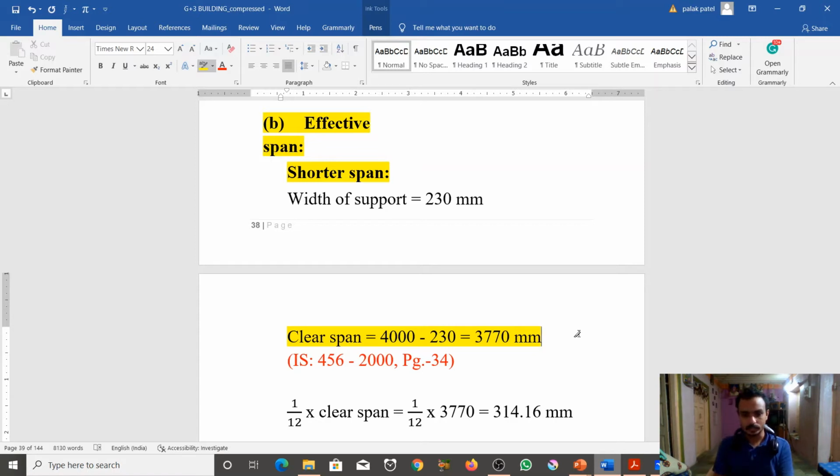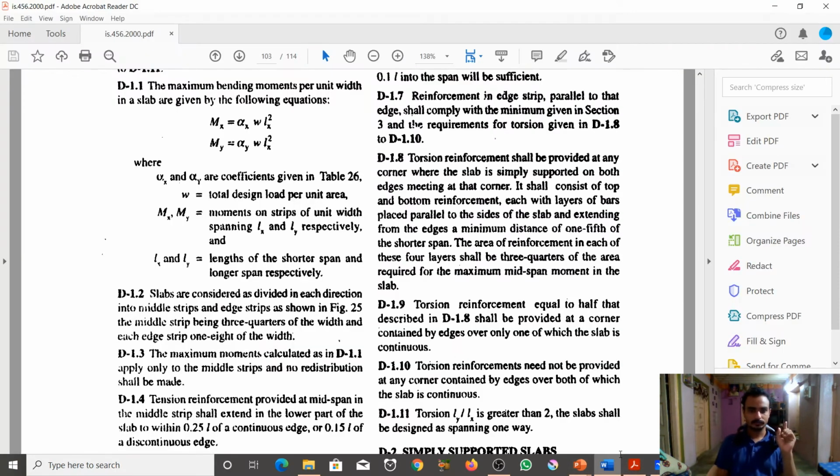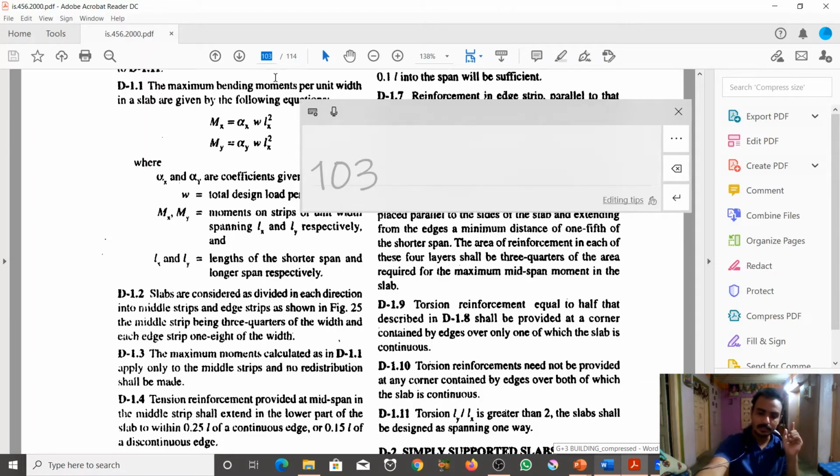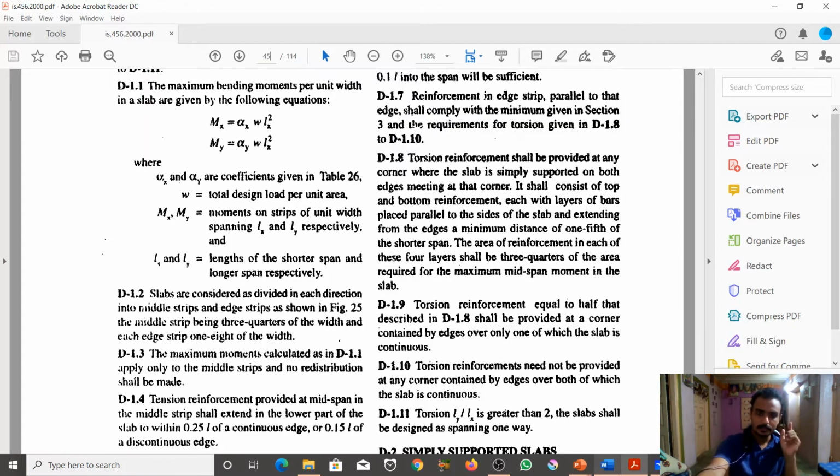Now this is a continuous slab, so we have to follow IS 456:2000, page number 34.